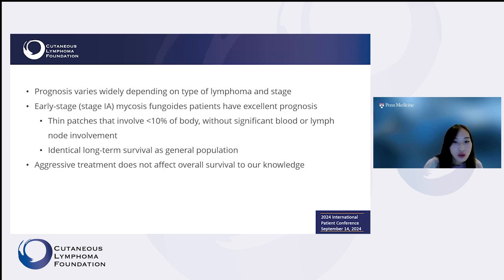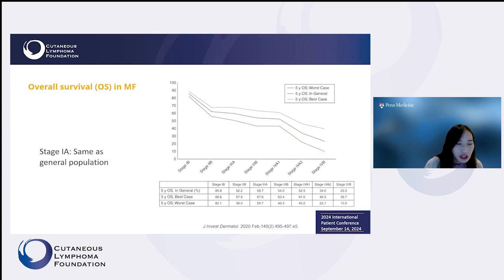And typically those patients will only have a few spots, and those patients have identical long-term survival as the general population. And aggressive treatment does not necessarily affect survival to our knowledge. So this is a graph showing the overall survival in mycosis fungoides. As I said before, stage 1A patients have the same survival as the general population, so they're not shown here. But you can see that starting from stage 1B, survival does get worse depending on your stage as you get to stage 4.